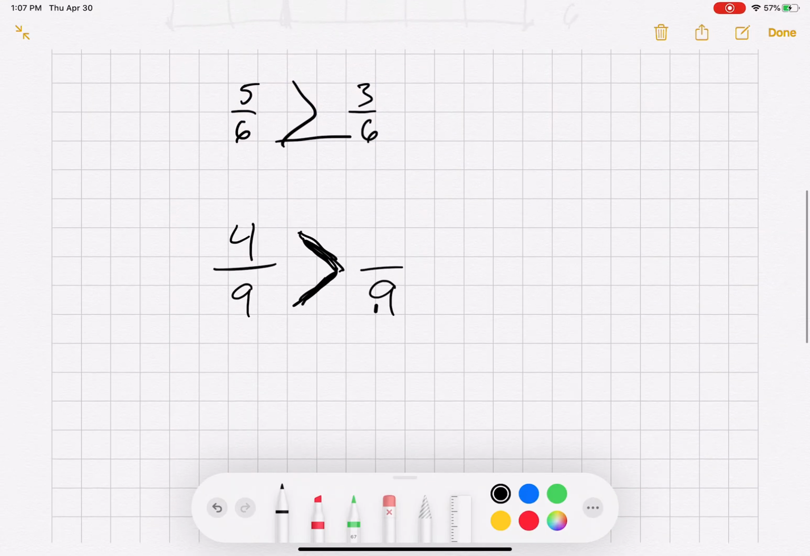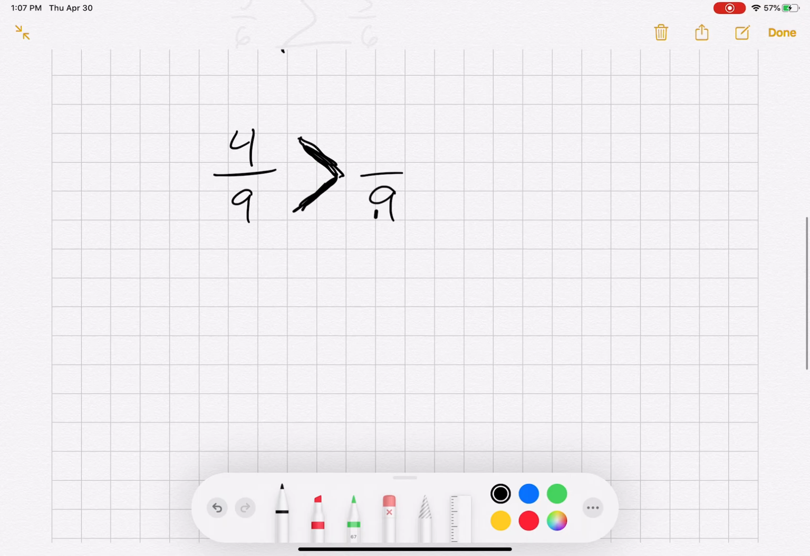But what if we remove the image and we're given something like this? So I have 4/9, and I know 4/9 is greater than another number over 9. So as I'm looking at this, I have a couple options. If I don't know how to do this, I can draw this out.